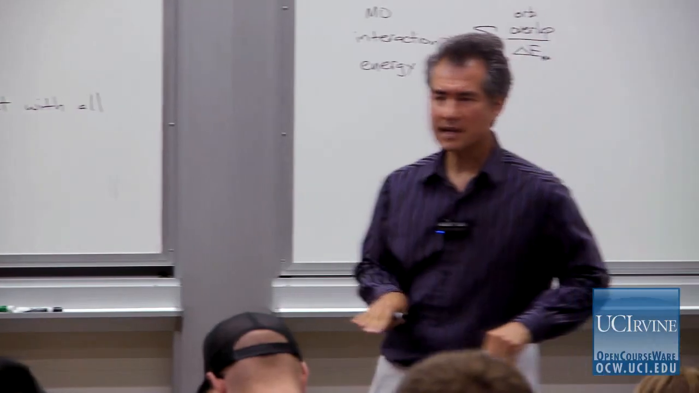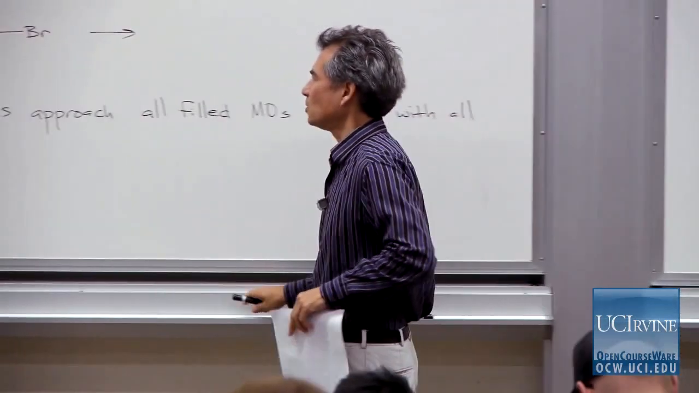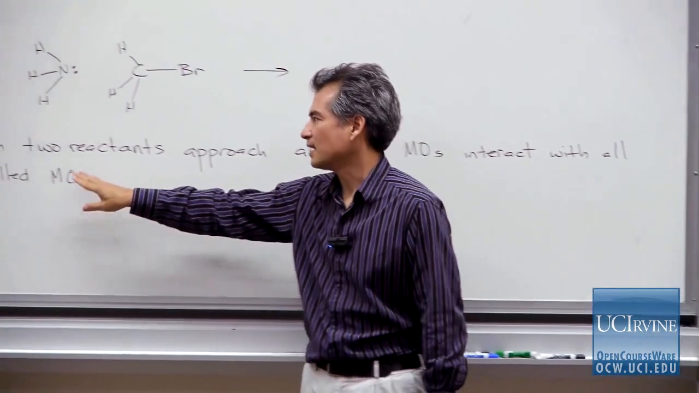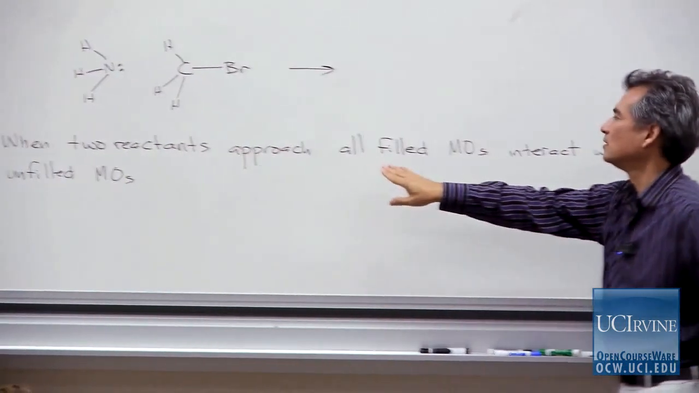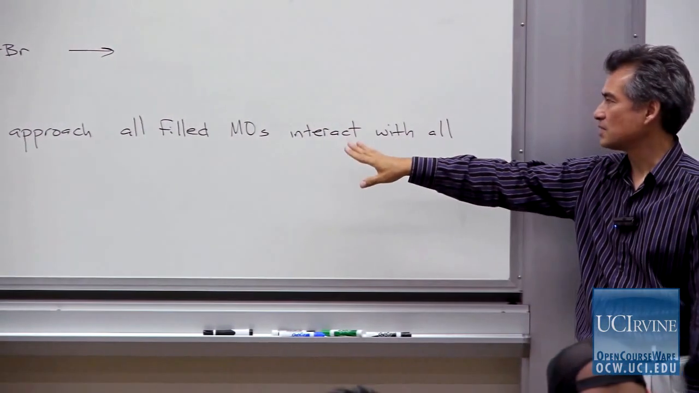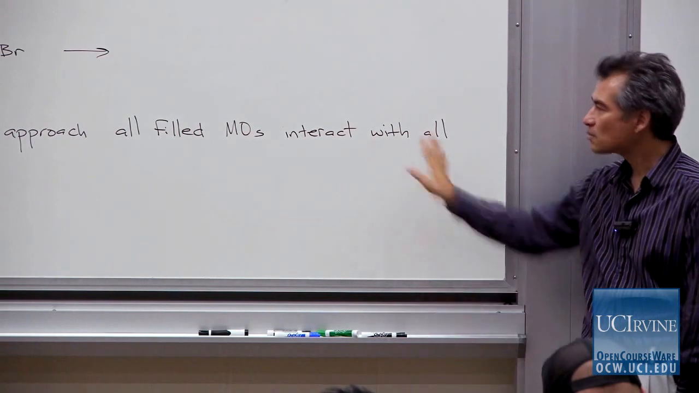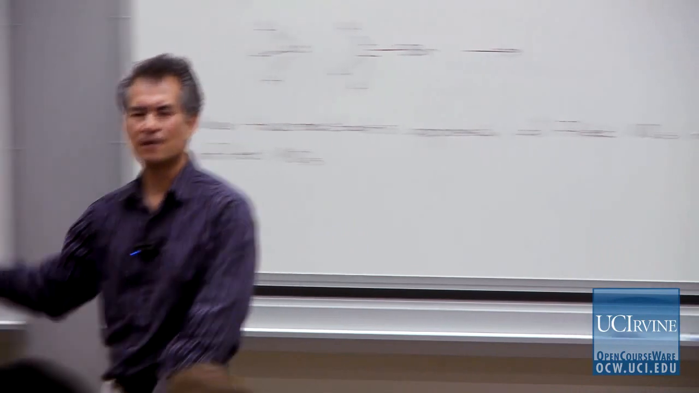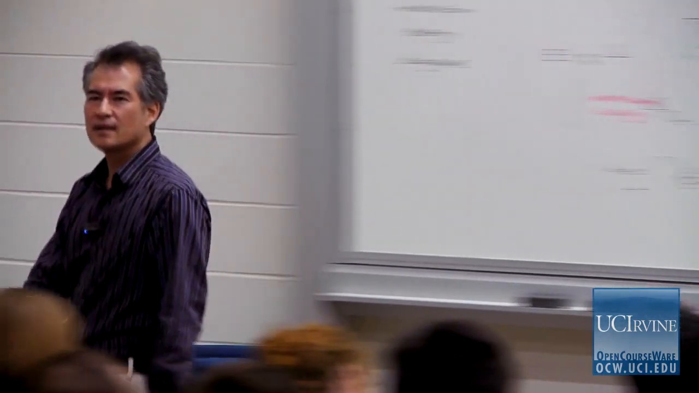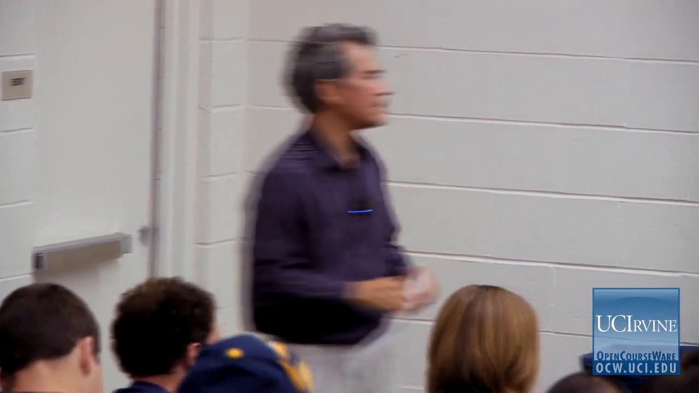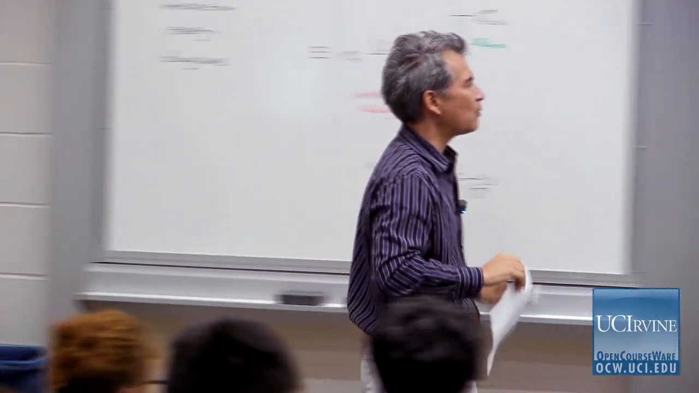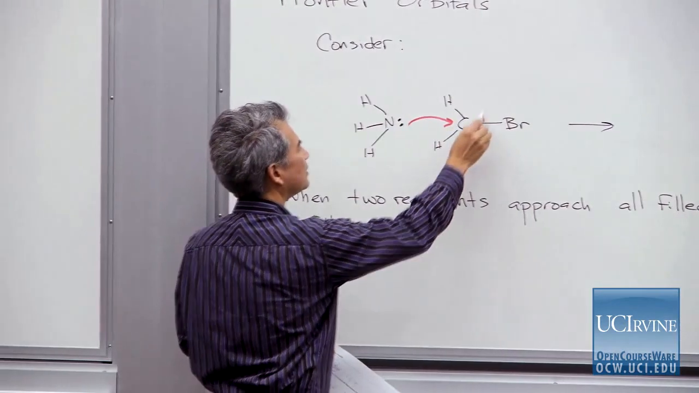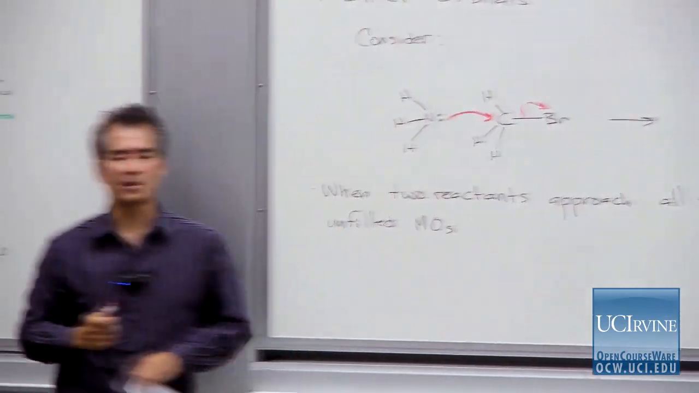And if you want to think about the interaction of an ammonia molecule with bromomethane, we have a rule that we have to satisfy, and that is that when two reactants approach, all of the filled orbital MOs in one molecule will interact with all the unfilled MOs in the other molecule, and vice versa. It's going to be this crazy, crazy way to think about things. If we really want to be accurate about what's happening as these two things approach, we have to think not about just this, but we have to think about every orbital interacting.